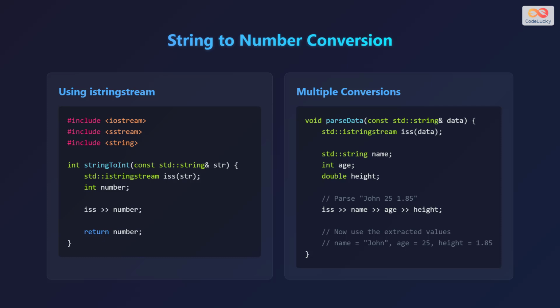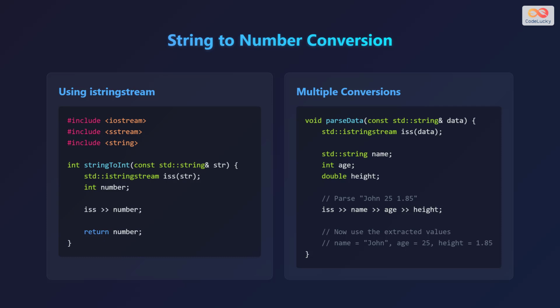One common use of string streams is to convert strings to numbers. The istringstream is particularly useful for this. The function stringToInt takes a constant string reference as input. Inside the function, we create an istringstream object iss, initialized with the input string. We then declare an integer variable number, and use the extraction operator to read the integer from the istringstream. The extracted integer is then returned.